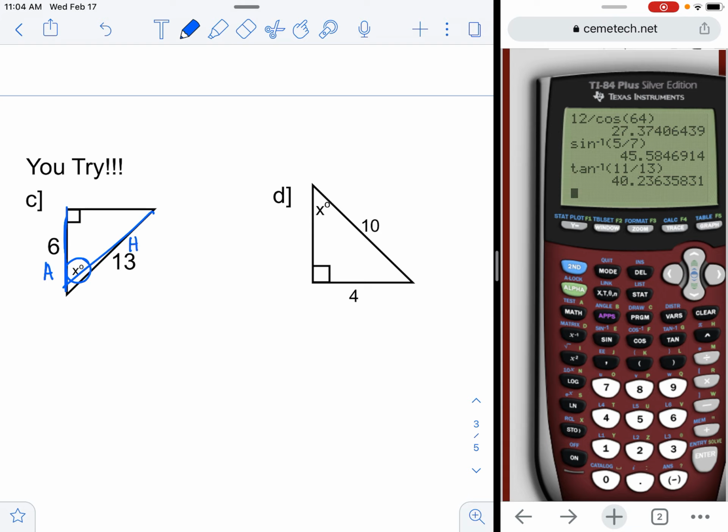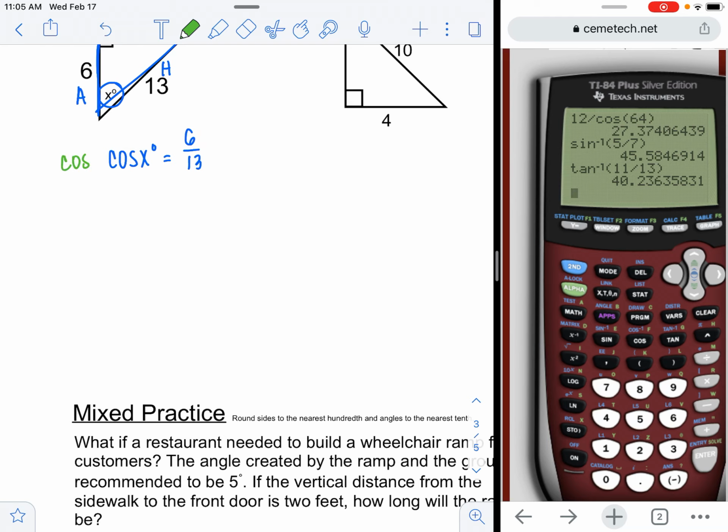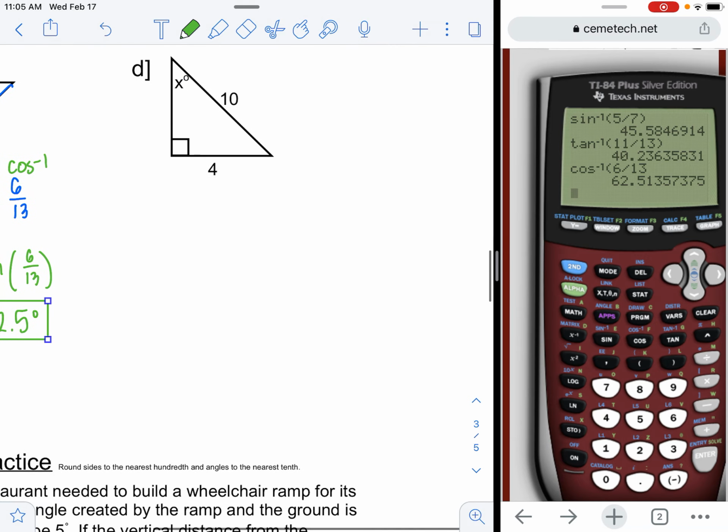Okay, so my angle is right here. This touches it. That's adjacent. This right here is the hypotenuse. A and H is cosine. So I'm going to do cosine of my angle, which is x degrees, is equal to adjacent, which is 6, over hypotenuse, which is 13. I need to get rid of the cosine so I can get x by itself. So I'm going to do cosine inverse. These will cancel. I have x equals cosine inverse of, and you always put this in parentheses, 6 over 13. Type it in your calculator. Cosine inverse, 6 divided by 13. Hit enter. And you get 62.5 degrees.